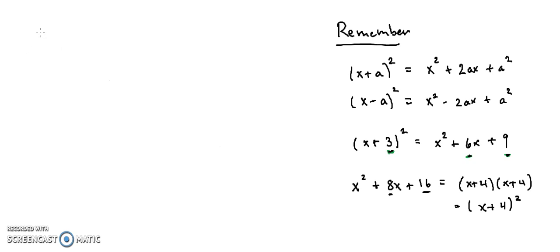Okay, so let's say that we have x squared plus 2x plus 1. All right, is this in the right form? Okay, if I take half of 2, I get 1. And if I square it, I get 1. So this should be x plus 1 squared. And it is. If you multiply it out, they're the same.